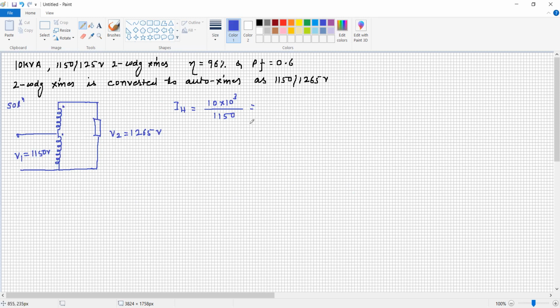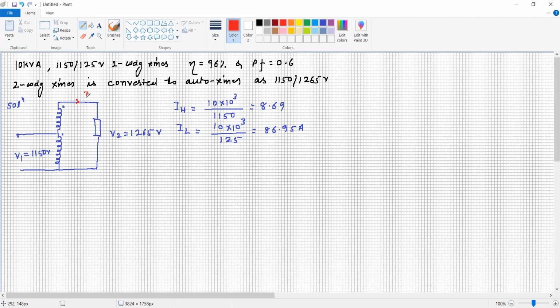So 1150 volt, it is 8.69 ampere. And similarly, low voltage winding current is 10 into 10 raised to 3 divided by 125, which equals 86.95 ampere. Okay.